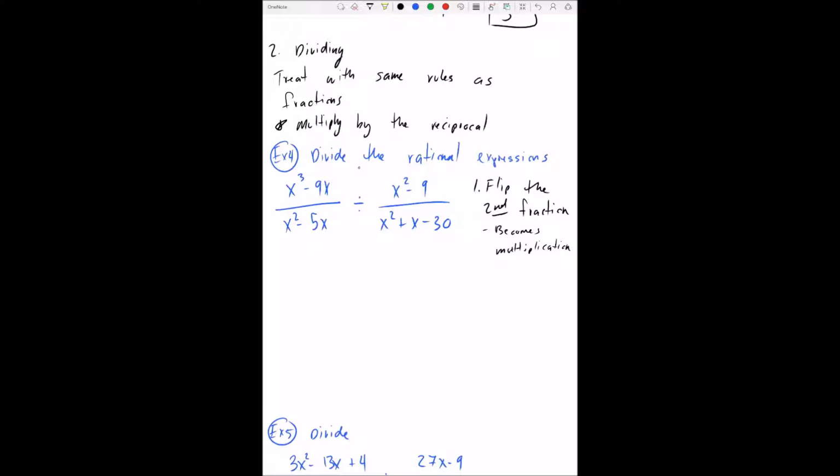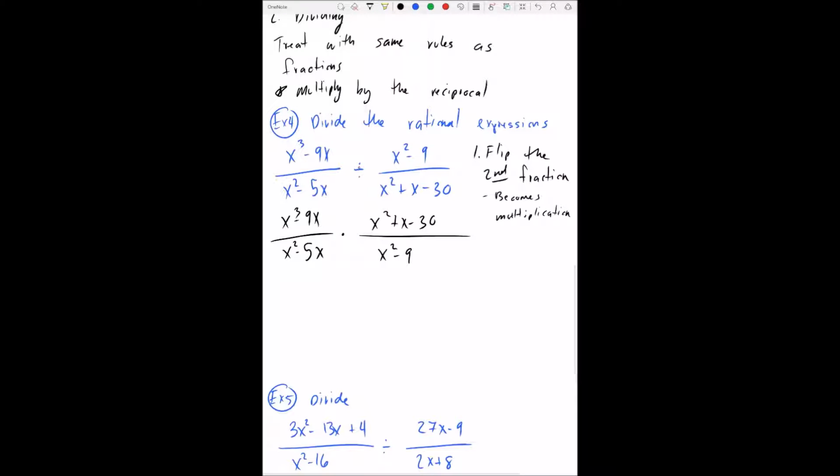Alright, objective 2, dividing. You're going to treat it with the same rules as fractions, so we always multiply by the reciprocal. And to do that, we flip the second fraction, and it becomes multiplication. So let's flip everything. Before you do anything, flip it. Alright, so once you flip everything, go ahead and treat it as you were multiplying.